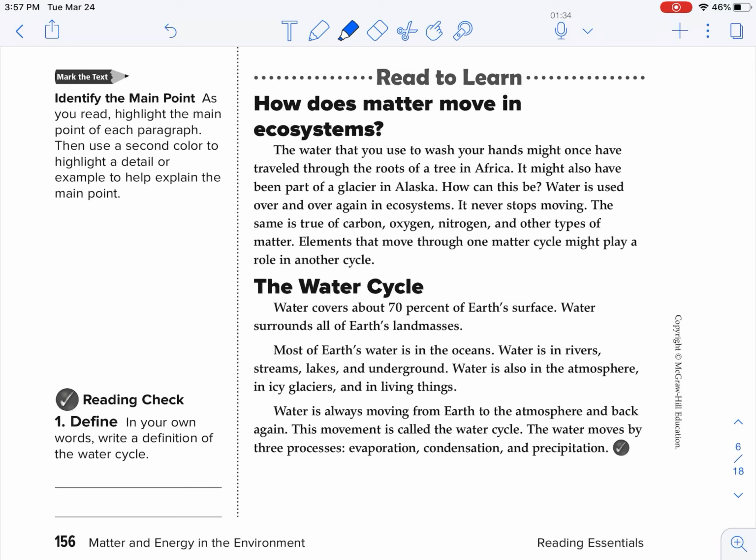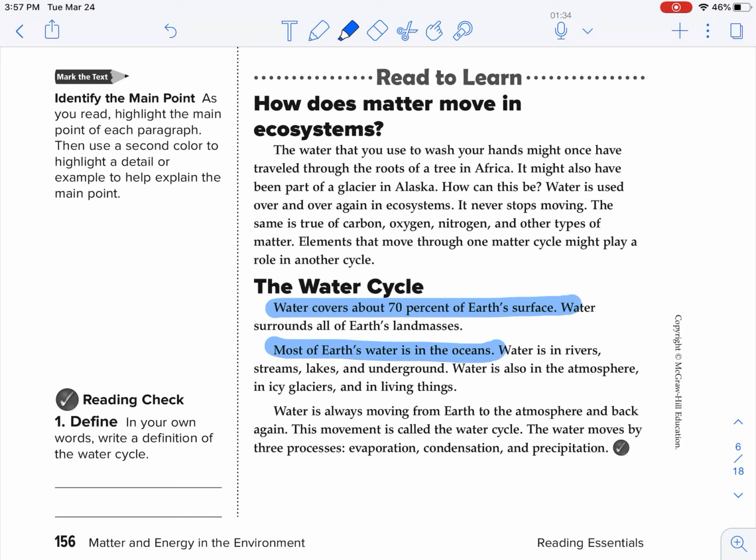The water cycle. Water covers about 70% of Earth's surface. So let's go ahead and highlight that. That's an important detail. Water surrounds all of Earth's land masses. Most of Earth's water is in the oceans. Water is in rivers, streams, lakes, and underground. Water is also in the atmosphere, in icy glaciers, and in living things.